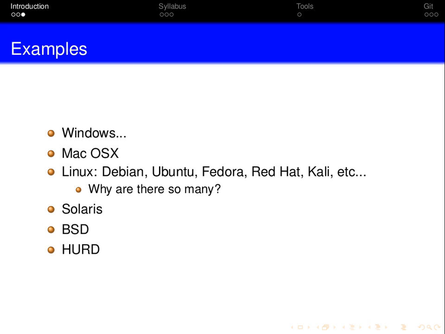Anyone heard of the final three? Solaris, BSD, Herd? Well, Solaris. Solaris, okay, yeah, that's probably one that people have heard. Yeah, BSD is still pretty popular out there. Those two are probably the two popular ones after the big three. Herd is still kind of an experiment.